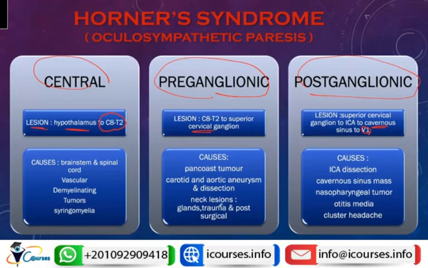I just want you to remember the dissecting aortic aneurysm, which will cause a preganglionic lesion, which will present with a sudden onset of neck pain and ptosis and miosis, as we will see now. And postganglionic, if there is a carotid artery or internal carotid artery dissection, it can progress and lead to postganglionic Horner. And a cavernous sinus mass can also present with the Horner syndrome.